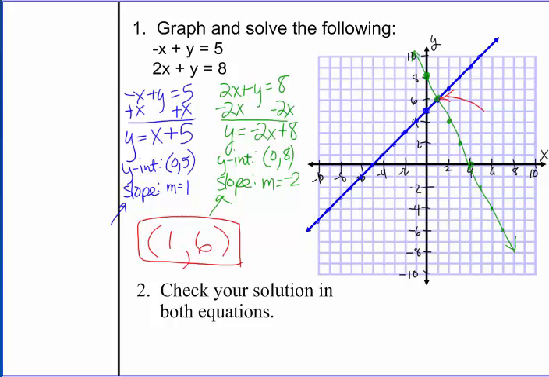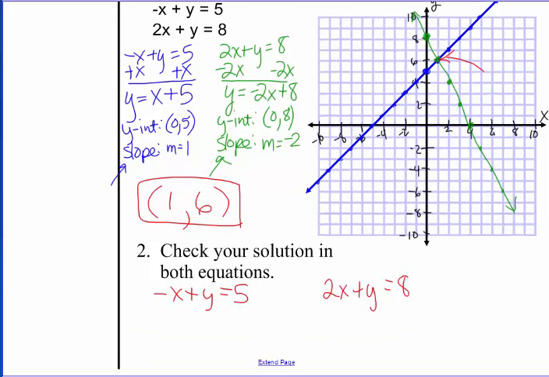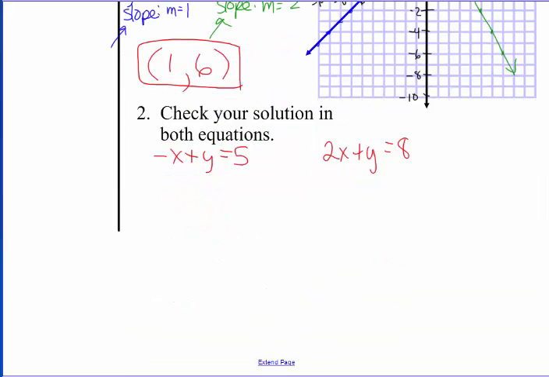So we have negative x plus y equals 5 is my first equation. My second equation was 2x plus y equals 8. And we're going to check. Not only do you have to check in the original, you have to check in both of them. Okay? So plug in the x value. So there's my x value. So negative 1 plus the y value. Here's my y value. 6 equals 5. Negative 1 plus 6 is 5. So it works in that one.